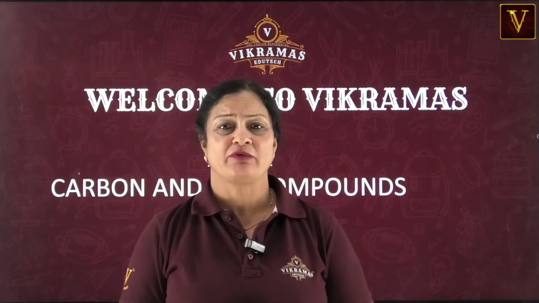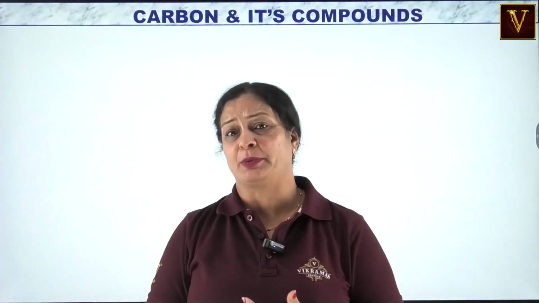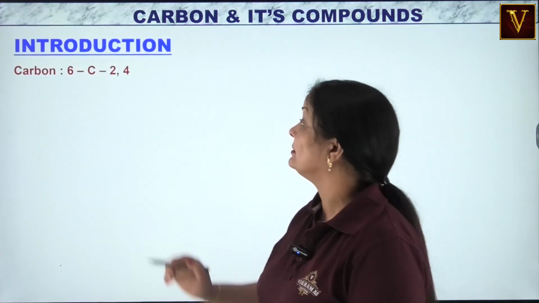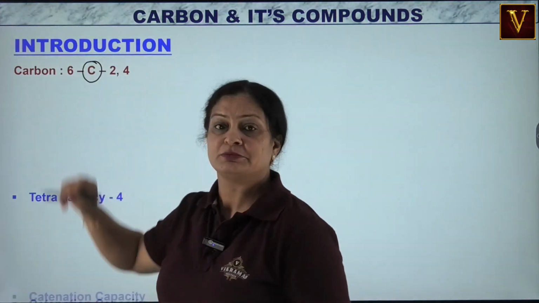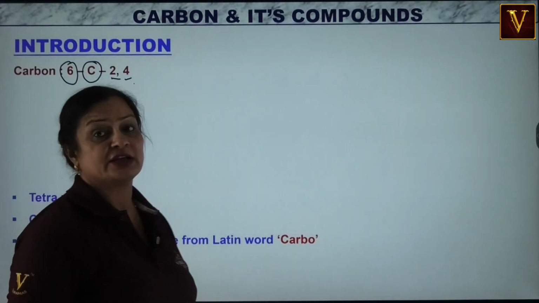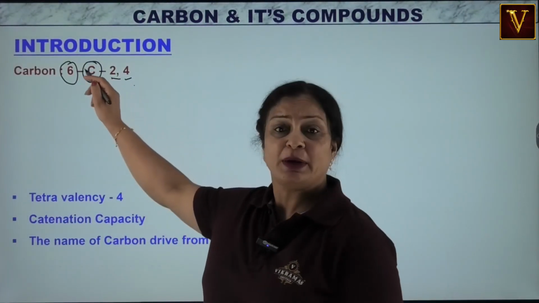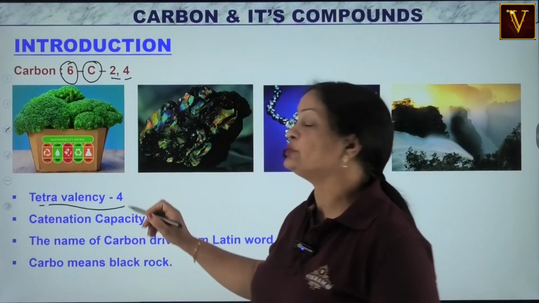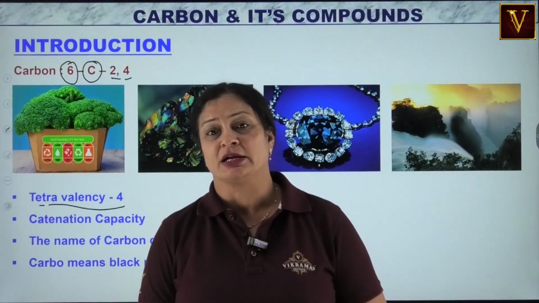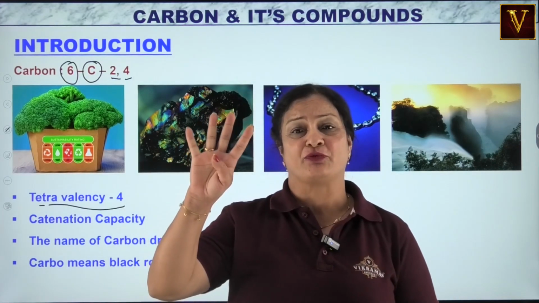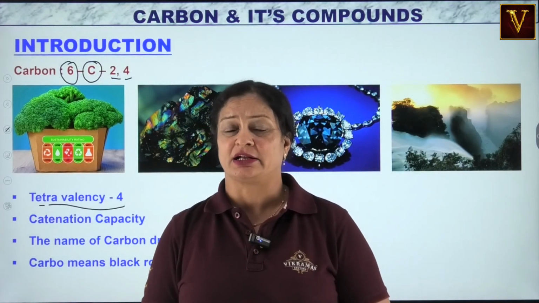Yes students, today we will discuss carbon. What is carbon, what is the importance of carbon, and what are the compounds of carbon? Yes students, what is carbon? The symbol of carbon is C, atomic number 6, electronic configuration 2,4. It means carbon has 4 electrons in its outermost shell, so carbon is known as tetravalent. Tetra means 4, valent means valency. The element which has 4 valency is known as tetravalent.